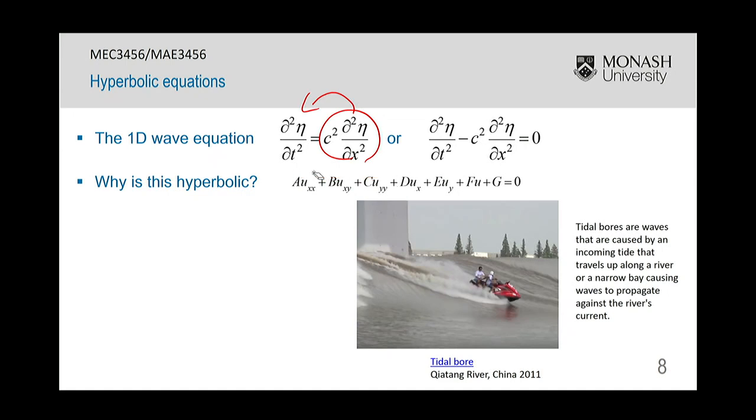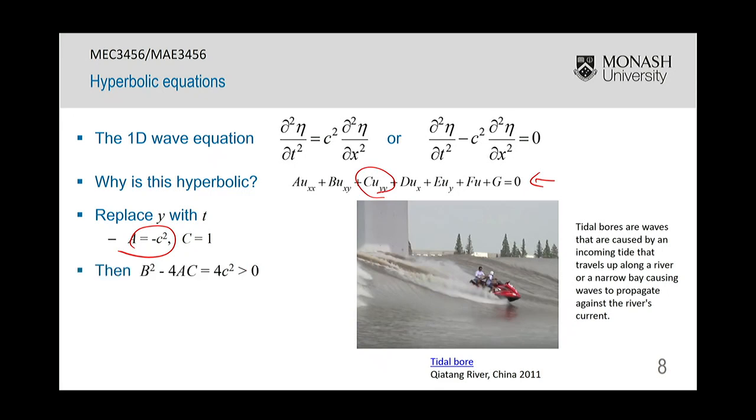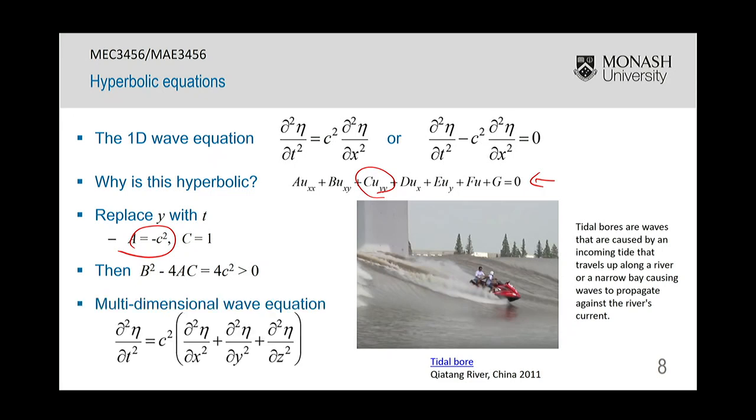So why is this particular equation hyperbolic? Again, going back to our definition of what the categories are. We replace y with t in this equation here, and we can see that the d squared/dx squared term has a coefficient a that is equal to minus c squared, and that the coefficient of d squared u/dt squared is just equal to 1. Therefore, b squared minus 4ac is simply equal to 4c squared, and because c squared has to be greater than 0, so does 4c squared. Therefore, it's hyperbolic.